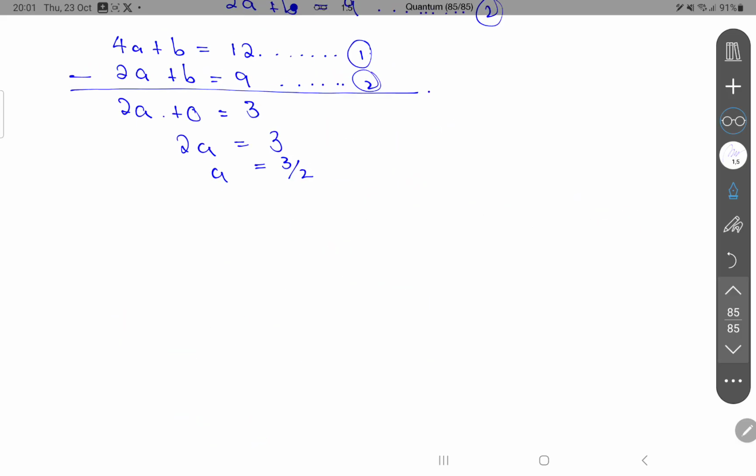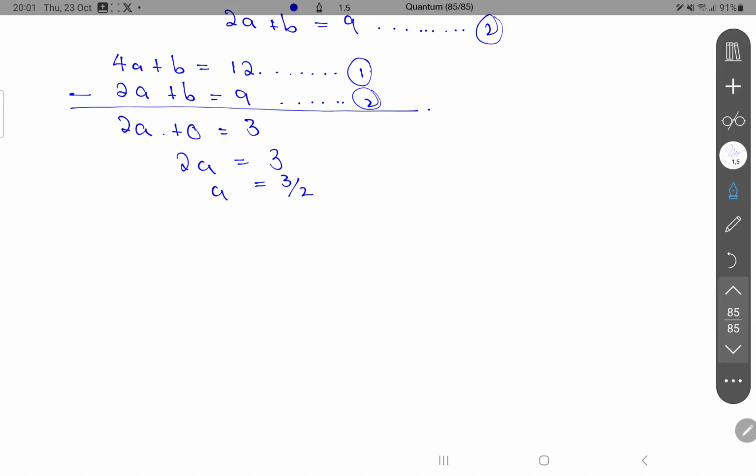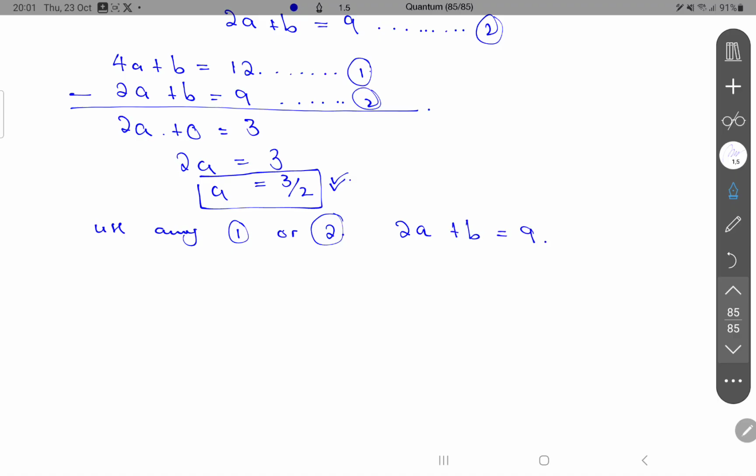So this one is your a. We get the a as this part here. That is your a, which is 100% correct. Now use either 1 or 2 and substitute. I'll take the simple one. I take 2a plus b is equal to 9, then I substitute my a. This was equation number 2, for those people to understand. Then I take 3 over 2 plus b is equal to 9.